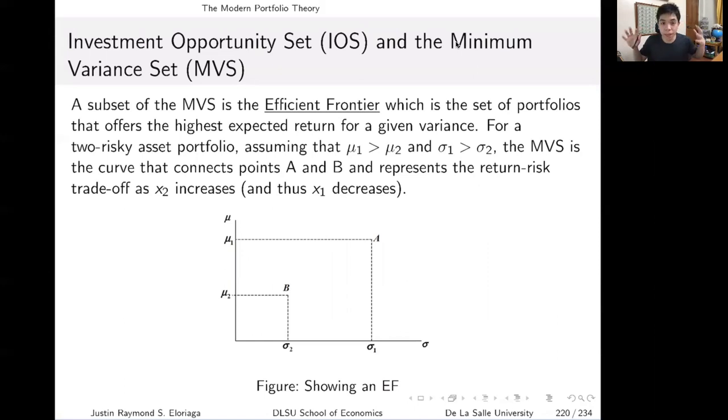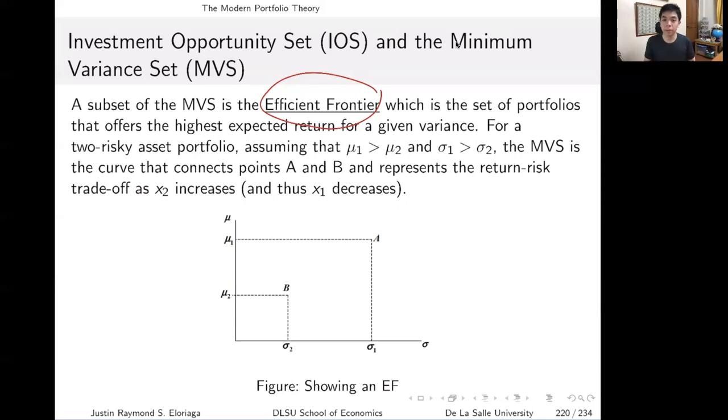Now, a subset of that minimum variance set is what you refer to as the efficient frontier. Okay, so this is the efficient frontier. And the efficient frontier is the set of portfolios that offers the highest expected return for a given variance.